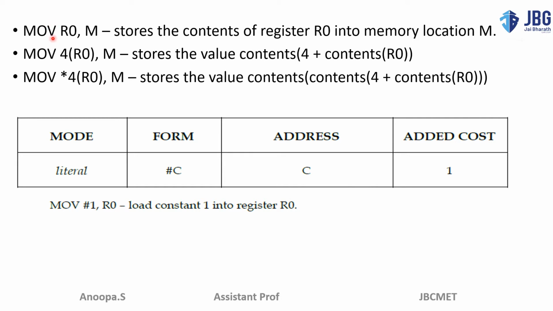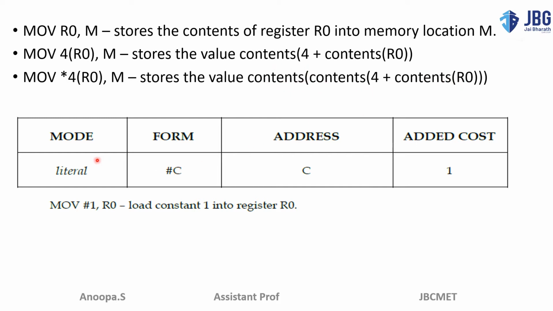So these are the examples. Move R0, M. In that case, the content of register R0 is moved to memory location M. Now move 4 of R0, M. This is the index mode, so contents of R0 plus 4 is taken. Then from that address, a value is moved to M. Then move star 4 of R0. This is index versus indirect addressing mode, so here it is using indirect as well as index. First the content of R0 plus 4 is taken, then again indirect addressing, the content of that memory location is taken.